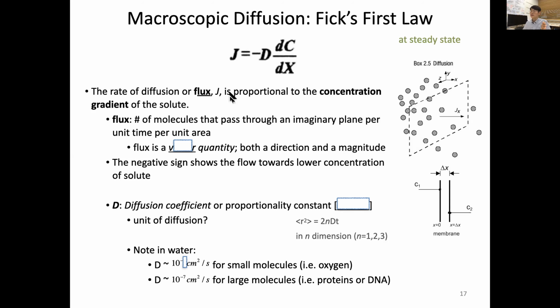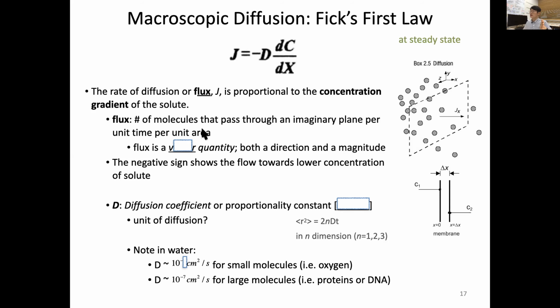From the observation by Fick and his understanding, this flux is proportional to the concentration gradient of the solutes. Here we are treating these dots as solute molecules. So the flux is the number of molecules that pass through an imaginary plane per unit time per unit area. Flux is the number of crossings of a physical entity per unit time per unit area.